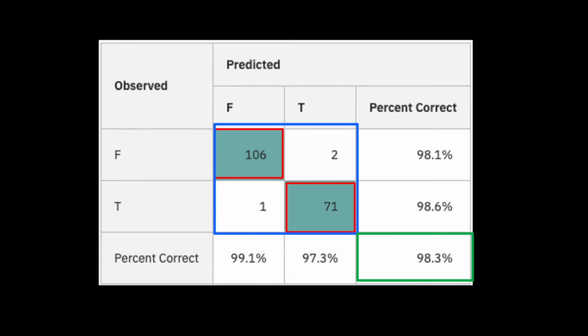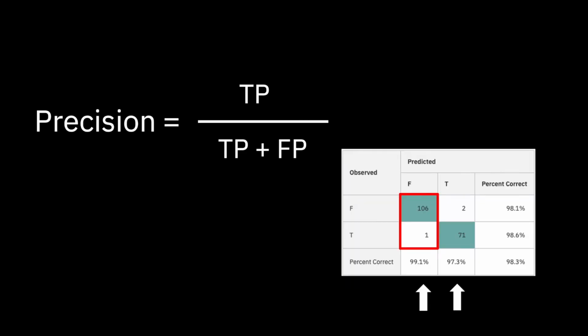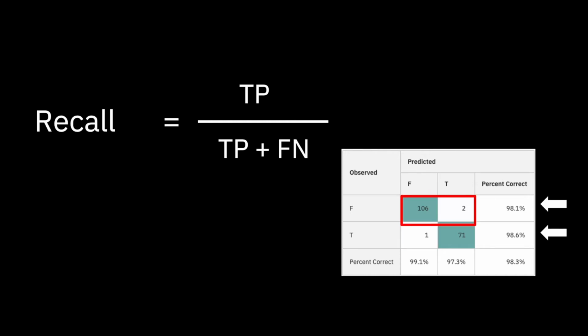Let's look at the F column first. Precision represents how often we were right in saying that the value was F compared to all the times we said it was F. Looking at the F row, we see what is called recall. It is how often we say that the value was F compared to the total of times we say it was F, and the time we said it was T, but it was really F. The real question is, why do we care about precision and recall?